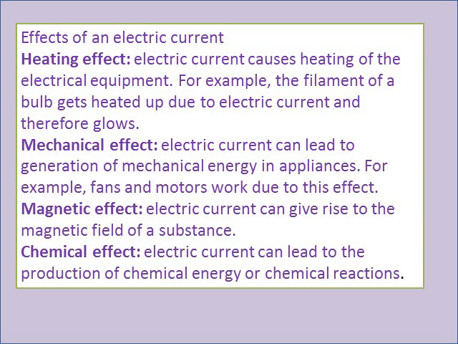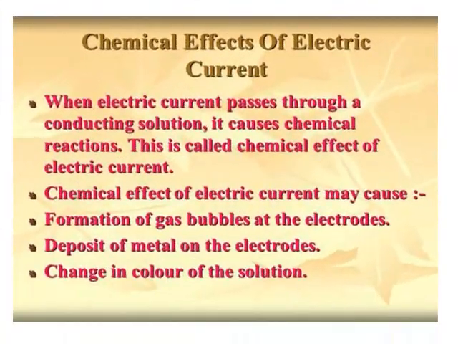Then mechanical effect. Electric current can lead to generation of mechanical energy in appliances. For example, fans and motors work due to this effect, that is the mechanical effect. Then magnetic effect. Electric current can give rise to magnetic field of a substance. Then lastly, chemical effect. Electric current can lead to the production of chemical energy or chemical reactions. So, what are the effects of electric current?